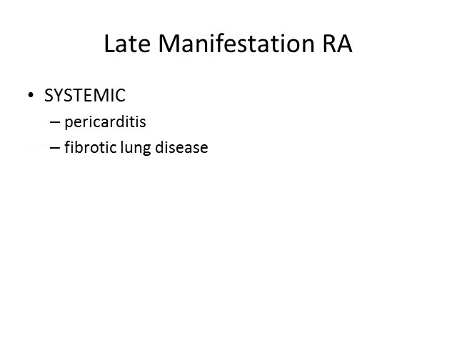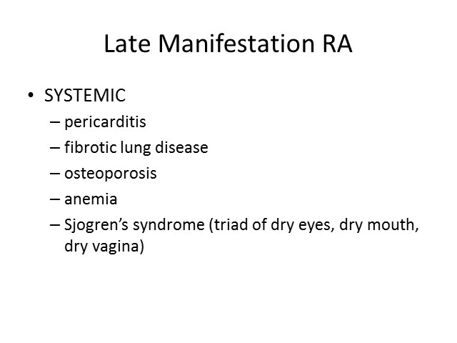Late manifestations that are systemic. Again, it affects all the organs, which can become ischemic and malfunction. So you may see things like pericarditis, fibrotic lung disease, osteoporosis, anemia, or Sjogren's syndrome, which is a wonderful name, isn't it? Which is a triad. Of course, we have these wonderful triads of dry eyes, dry mouth, and a dry vagina.